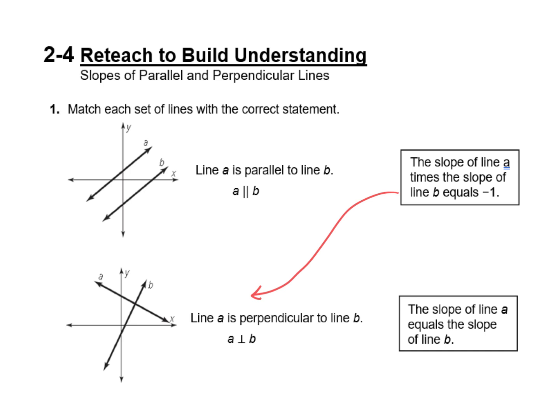Our next statement is the slope of line A equals the slope of line B. So we just want to remember when the slopes are the same, those are your parallel lines. Parallel lines have the same slope.